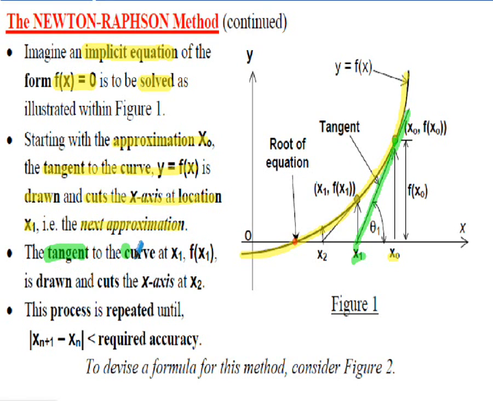The tangent to the curve at f(x1) is now drawn and cuts the x-axis at x2. So what we now do is consider this point, f(x1), and draw a tangent through this point to the curve, and it cuts the x-axis now at x2. This process is repeated until x(n+1) minus xn is less than the required accuracy for the problem we're solving. To devise a formula for this method, let's consider figure 2 on the next slide.